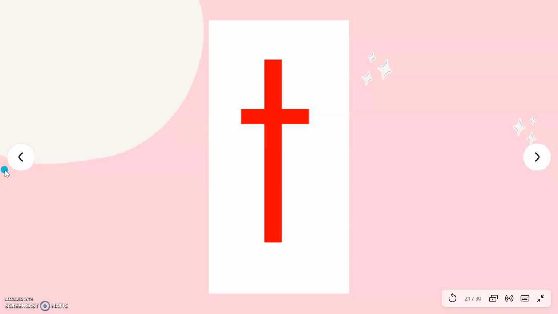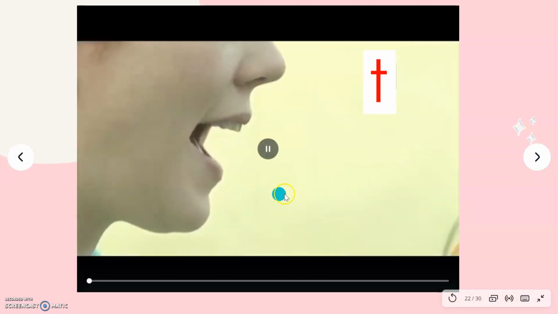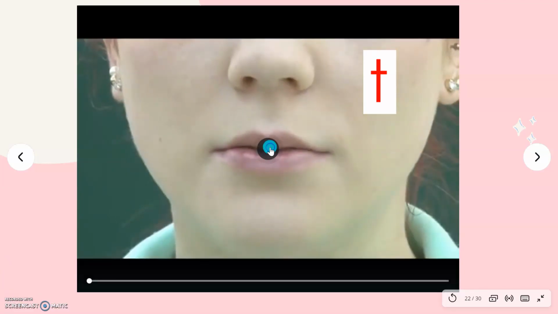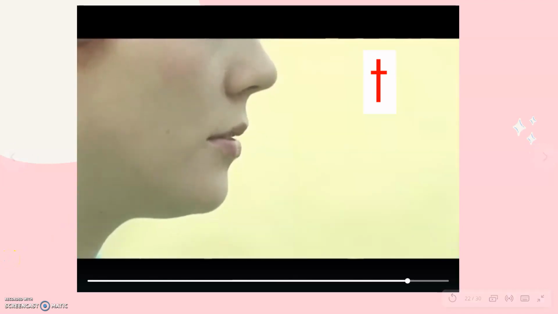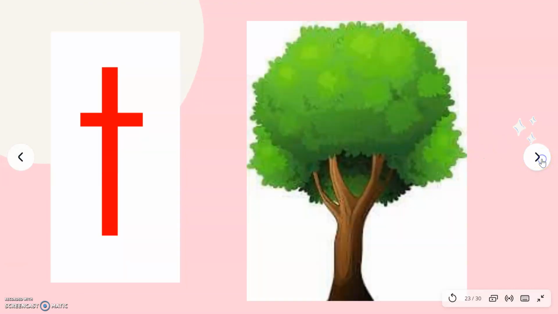Okay, today we are going to listen to a new sound. The sound is T, T, T. Okay, let's listen to the sound. Okay, T sound. T is for tree. Yes, T is for tree.